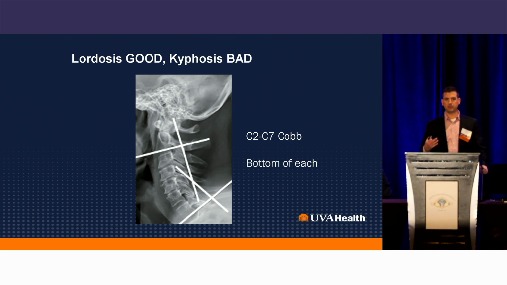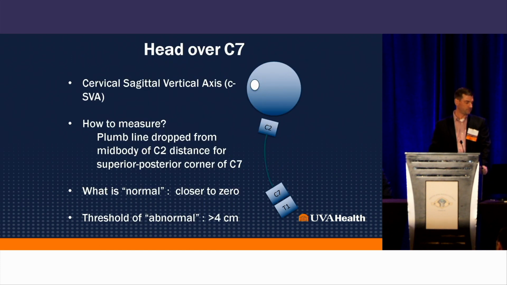So looking at it first, lordosis is good, kyphosis is bad. This one's a fairly simple one to measure. It's a C2-C7 Cobb angle. You measure it from the inferior end plate of C2, inferior end plate of C7, and the angle subtended between those two lines.